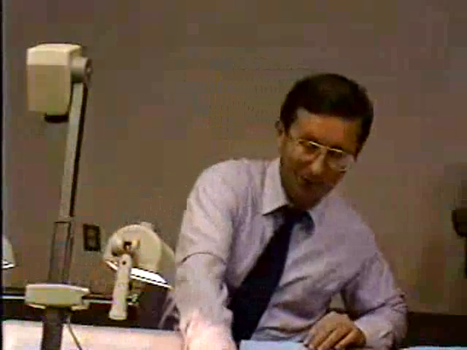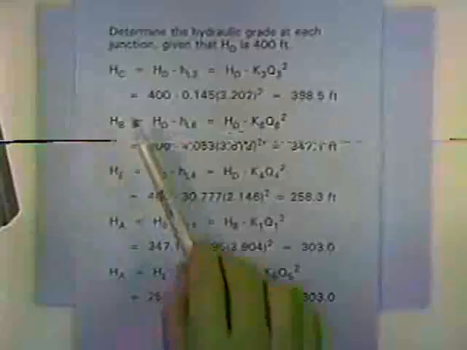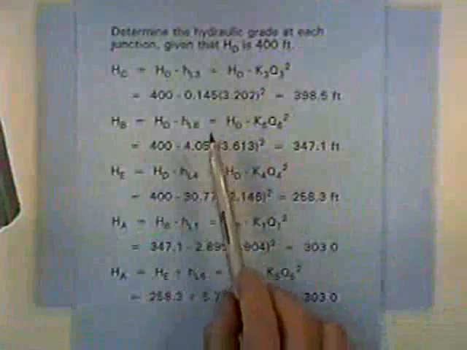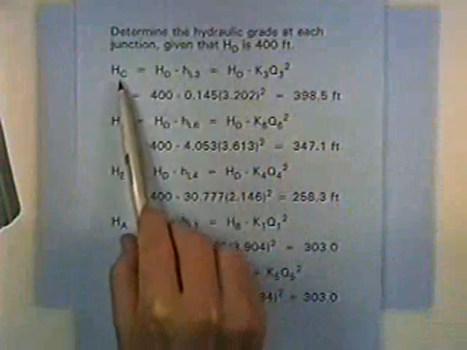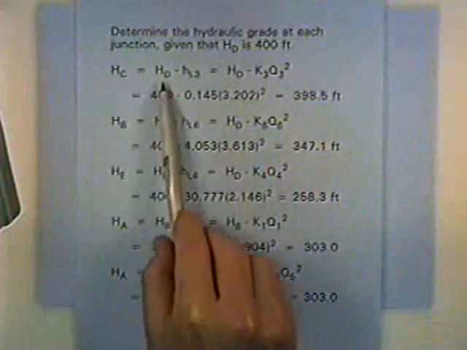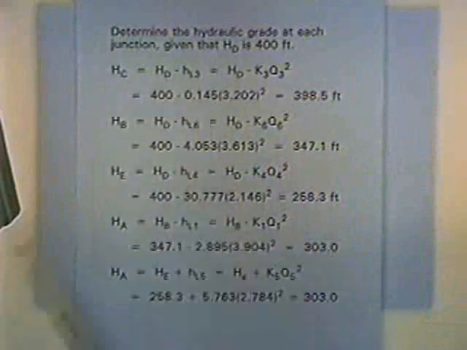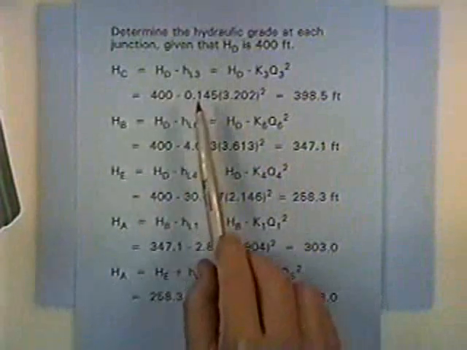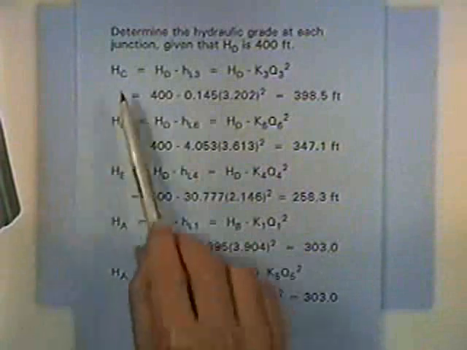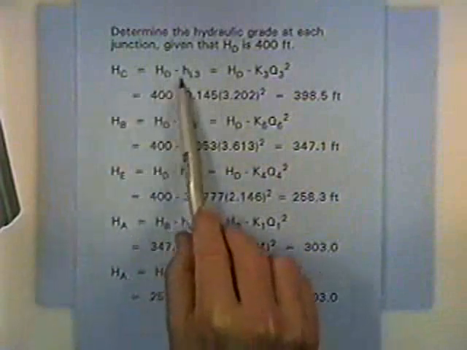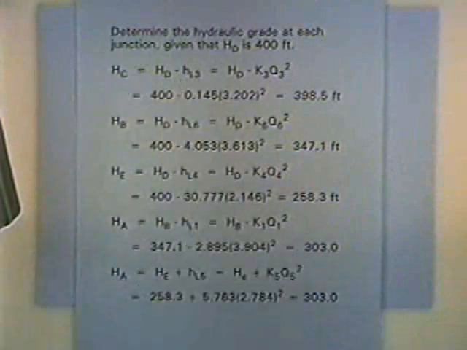And so that's what we're doing in these computations. We're just starting at the known head of 400 feet at junction D and then running through the system. And so the junction C is connected with junction D by pipe 3. The flow direction is from D to C, and so the head at C is just the head at D minus the head loss in pipe 3.